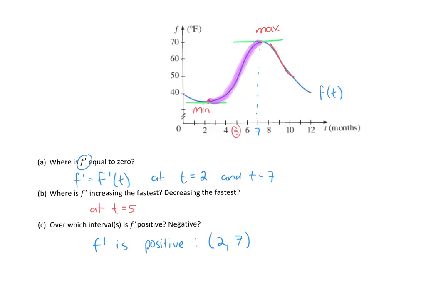The derivative is going to be negative wherever the function is decreasing. So here we can see that the function is decreasing from 0. Let me find my highlighter here. I'll highlight it in blue, from 0 to 2, and then from 7 to infinity. So let's write that down in interval notation. F prime is negative over 0 to 2, and also from 7 to positive infinity.